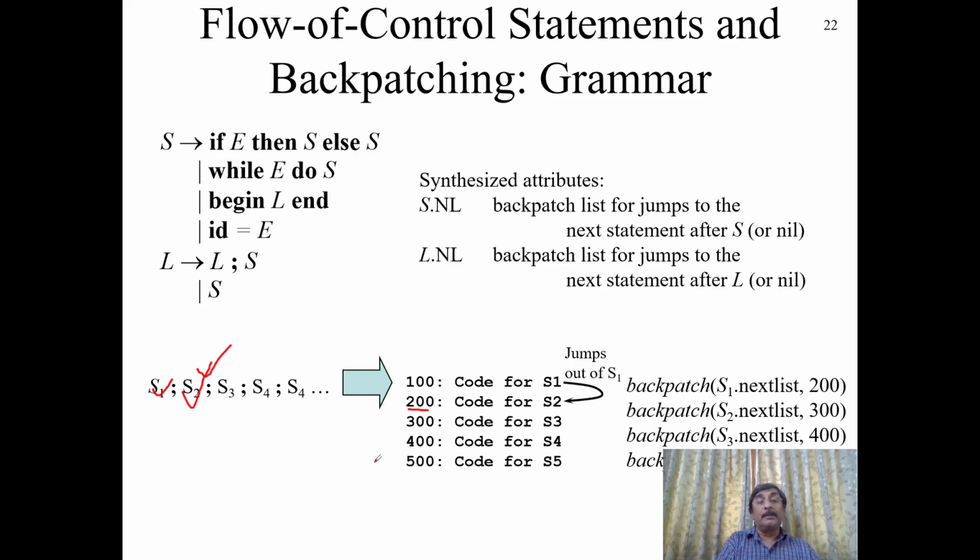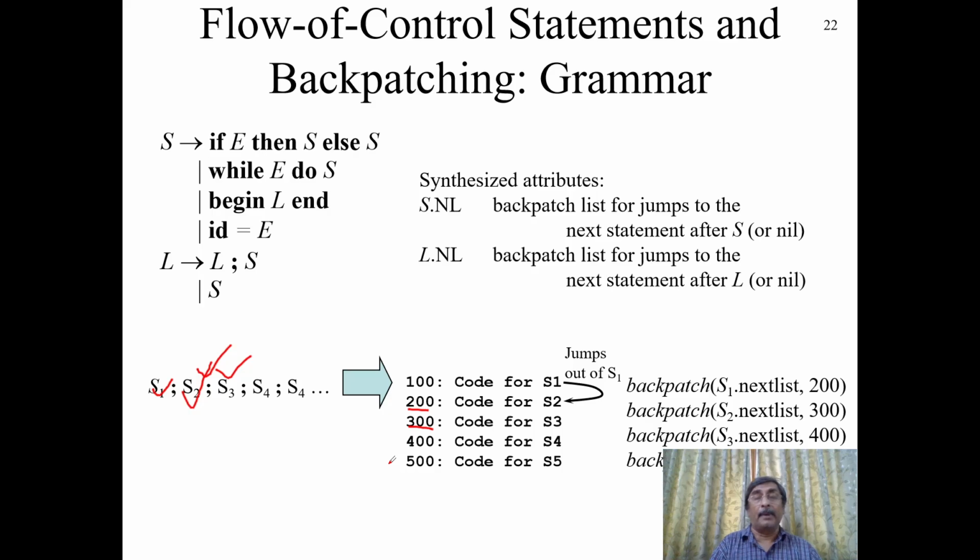Similarly, 300 is the beginning of the third block. Therefore, all the incomplete gotos in the S2.next list must be filled up by 300, correct? So this is the way I have to backpatch the next list of any statement to the first quadruple number of the next block of statements. So remember this. This will be very handy.